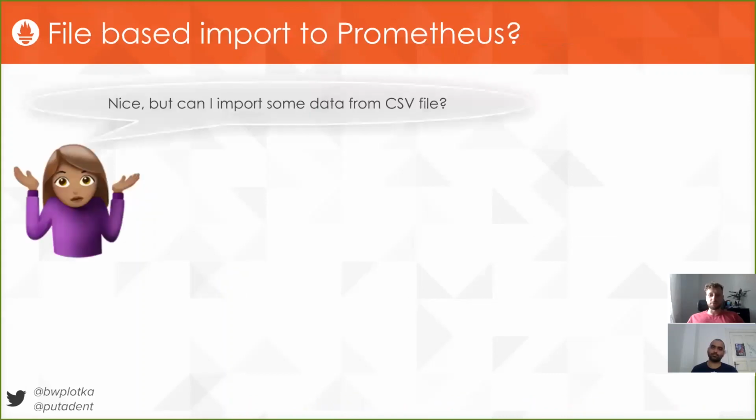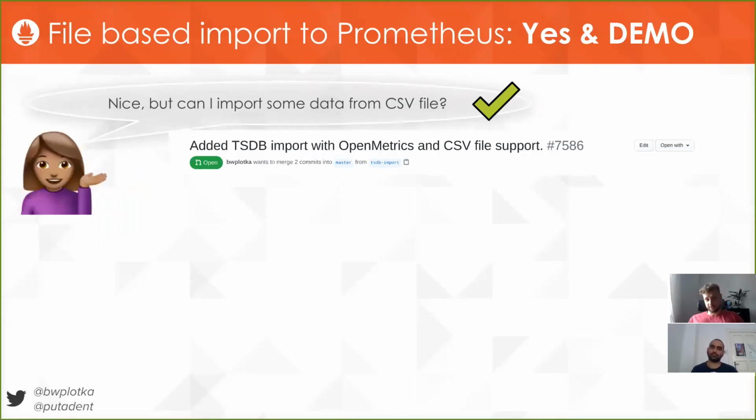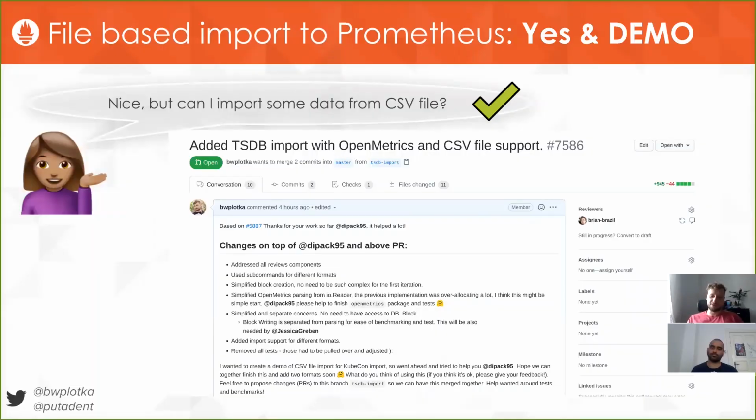How do I do this? Maybe it would be super amazing if Katie could just write some CSV file, which is easy to play with and generate, and import it into the Prometheus storage. Now, this is or will be possible very, very soon.